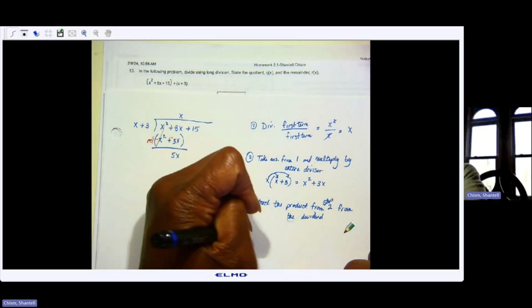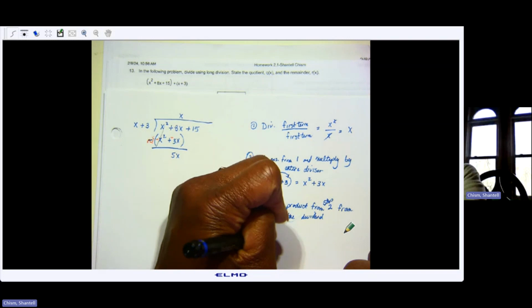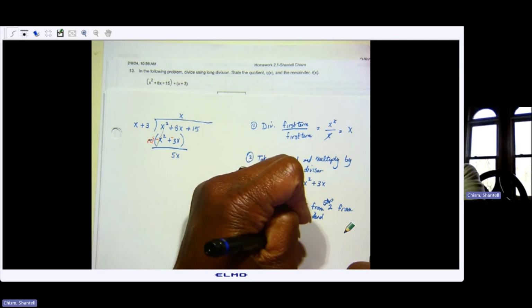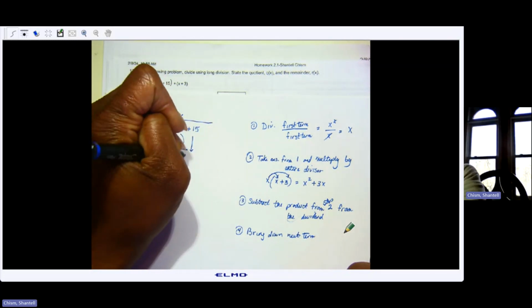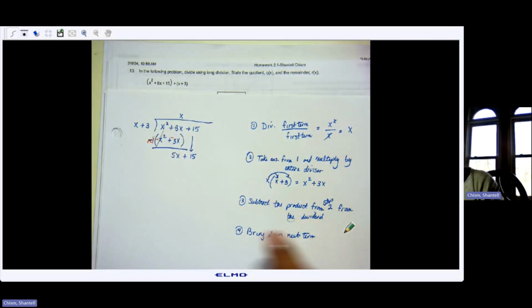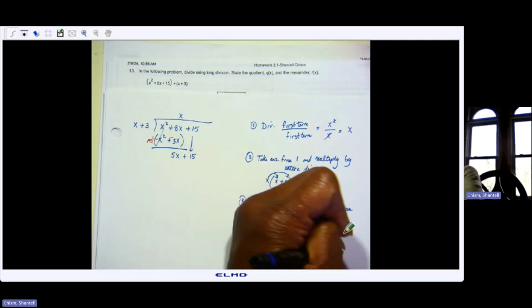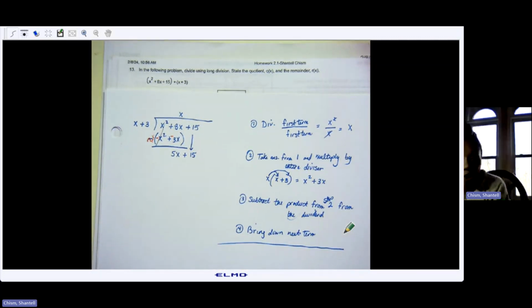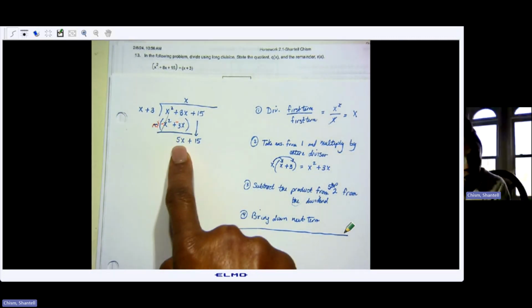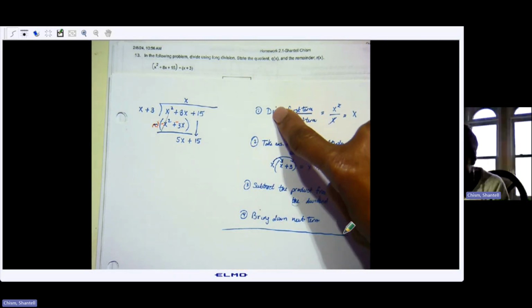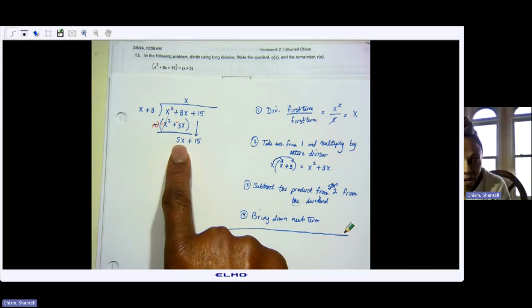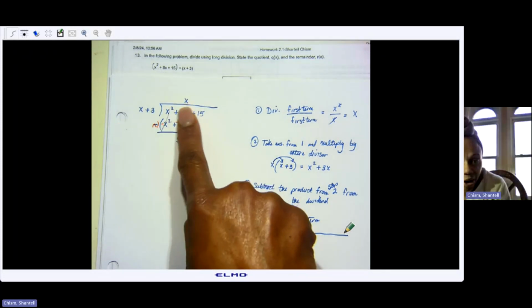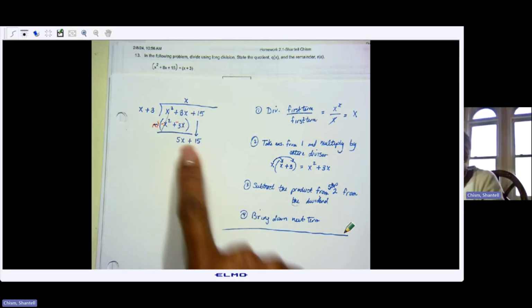And then your fourth step is to bring down next term. Okay, so that's where I bring down the plus 15. And then when I bring down my next term there, I start all the way over again. This is now my new starting point. So I start over with these same steps, but this is my new dividend now. So basically what I did before right here, I ignore and I start right here.